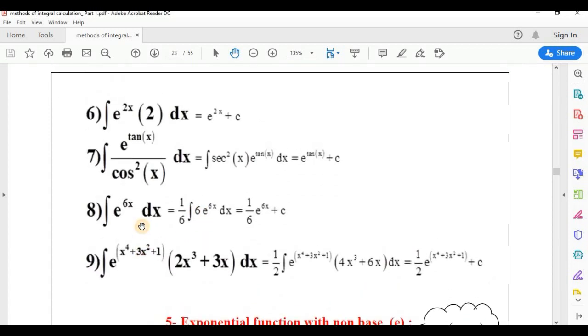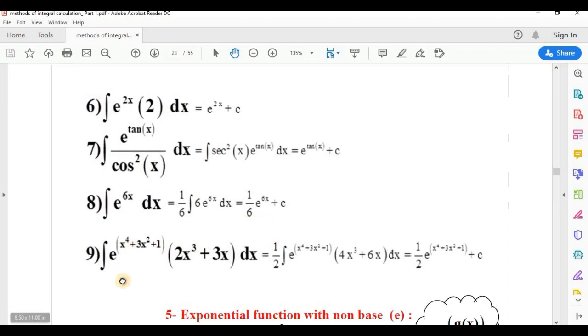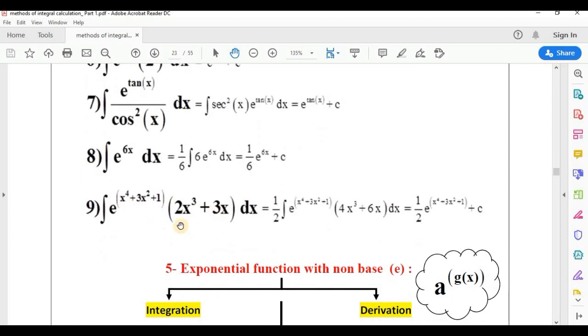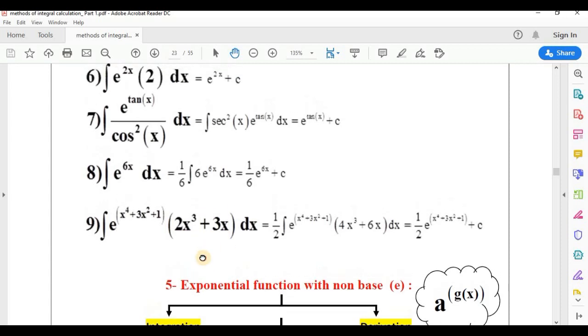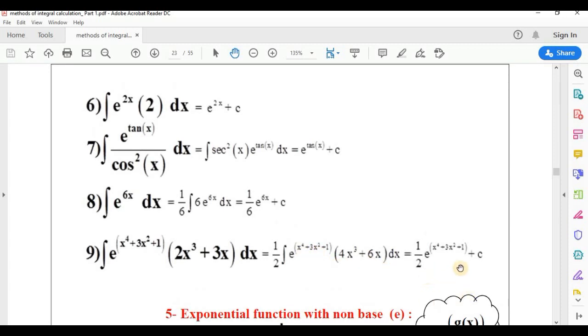For the next integral, same concept. What is the derivative of this function? It is 6, so we multiply by 6 in the numerator and denominator. So the result will be this one. Next integral. What is the derivative of this function? It will be 4x to the power 3 plus 6x. We already have x here, so we just multiply by 2 in the numerator and denominator to get the derivative of this function. And the final result will be this one.